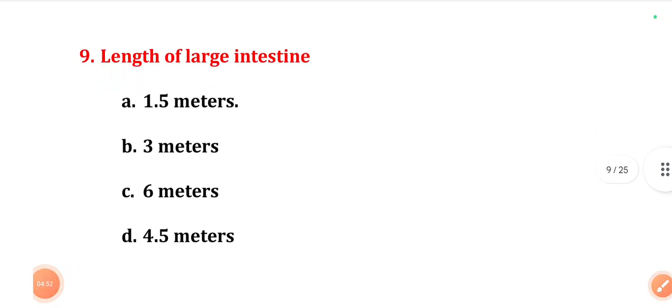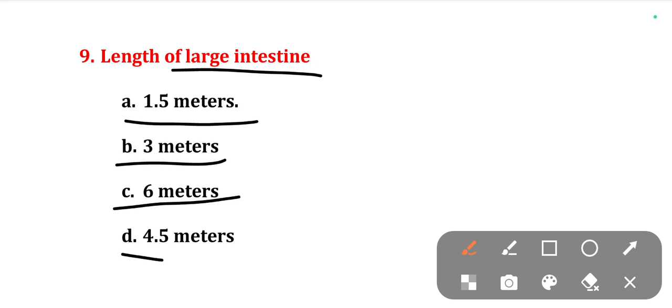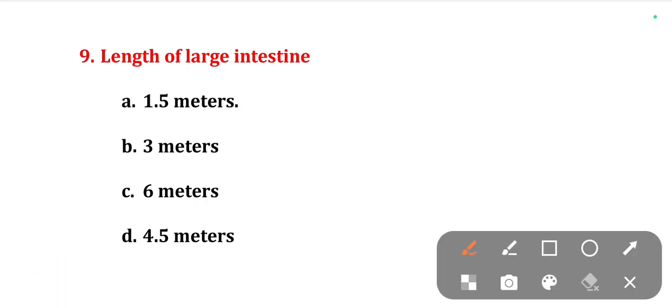The next one is the length of the large intestine. The options are 1.5 meters, 3 meters, 6 meters, 4.5 meters. The right one is 1.5 meters. The normal length of the large intestine is 1.5 meters.